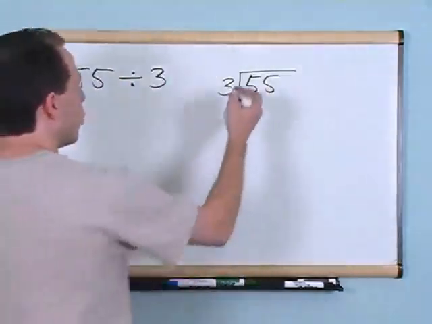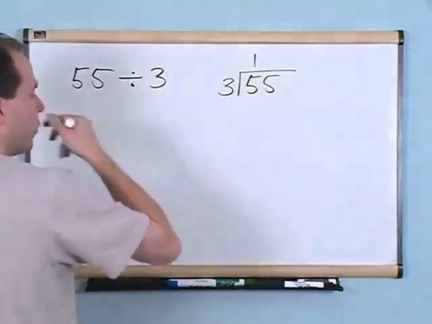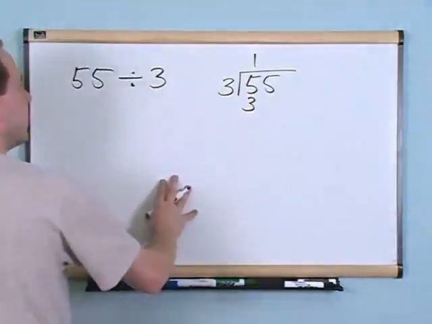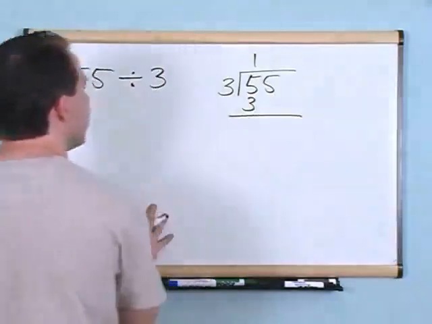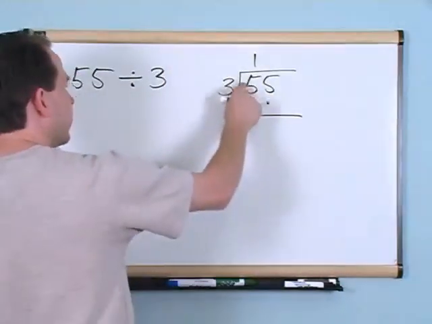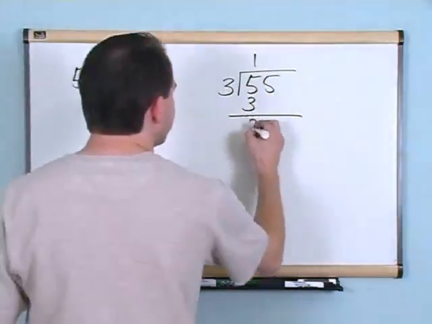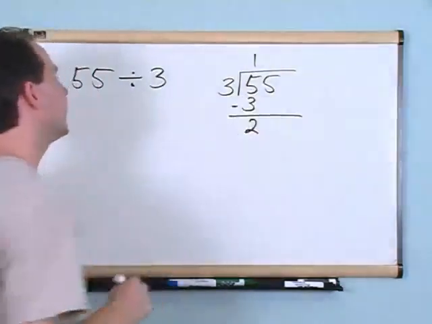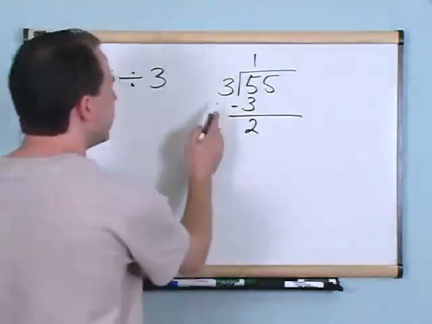So I'm going to put a 1 here because 3 times 1 gives me 3. So I'll put the 3 right below like this. And I subtract only these numbers here. 5 minus 3 gives me 2. So you have a subtraction sign there. Now, next thing you do.